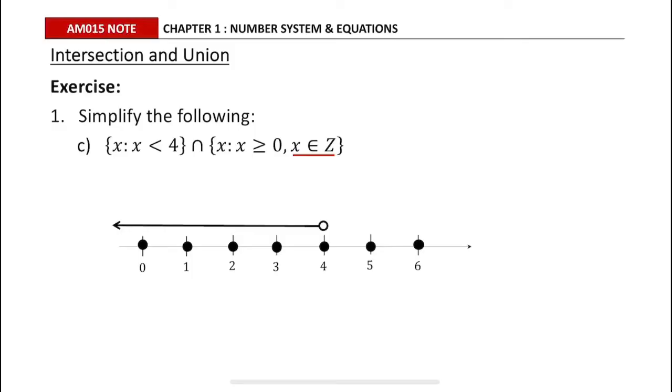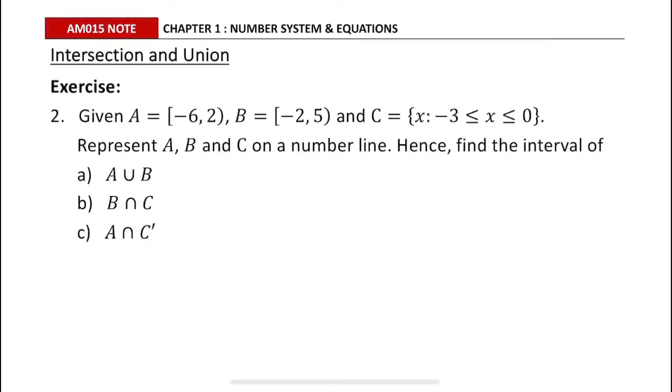So the intersection is from 0 until 3 only. 4 is not included. Then the set notation is this. So now we go to the second question.